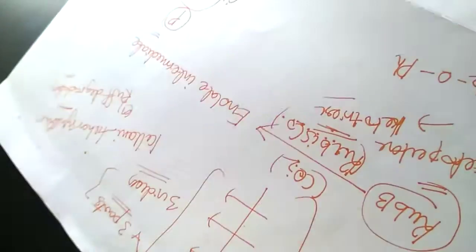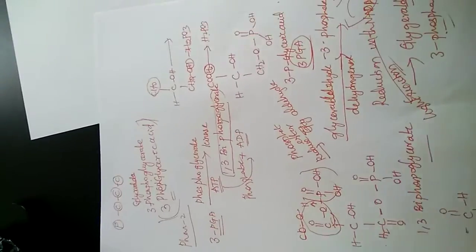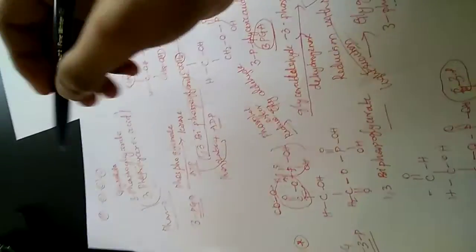We're going to do the last part of the Calvin cycle. That part is called the regeneration of ribulose bisphosphate. So let me remind you what we did in the last video. We basically did the following. Okay, so this is what we did.